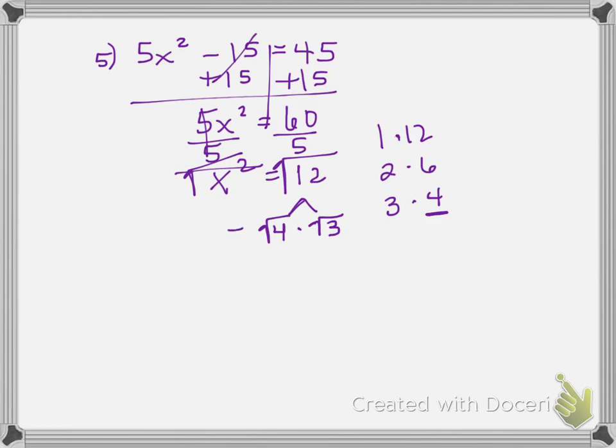Okay? I know that the square root of x squared is just x. So I know the square root of 4 is plus or minus 2. Square root of 3 does not work out nicely, so I'm going to leave it square root of 3. So I get that the two solutions are positive 2 square root of 3 or negative 2 square root of 3. And I've solved my quadratic equation.